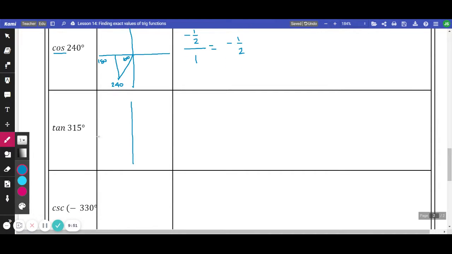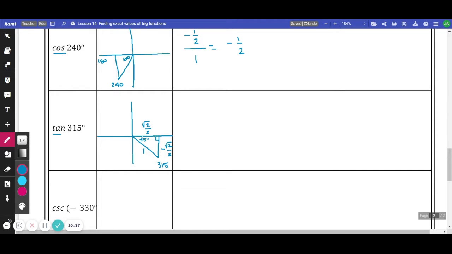Tangent of 315. So 90, 180, 270, 315 is over here. 315 to all the way around is 360. 360 minus 315 is 45. So this one's a 45, 45. The hypotenuse is 1. The two sides are root 2 over 2. And then let's decide on their signs. This side right here from the origin goes to the right, so that's positive. This one goes down under the axis, so that side is negative.